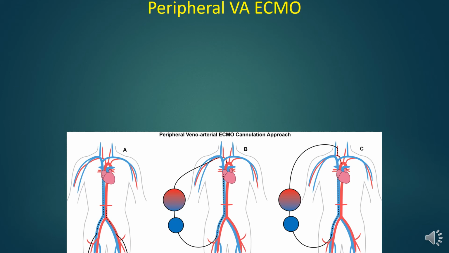Management: as with VV ECMO, the patient is heparinized prior to cannulation and maintained on therapeutic anticoagulation during the ECMO run. However, in contrast to VV ECMO, due to the elevated risk of systemic embolization during VA ECMO, there should be a very high threshold to stop anticoagulation. Once on VA ECMO and a cardiac index of 2.2 liters per minute per meter squared is targeted, the vasoactive agents are weaned as able.